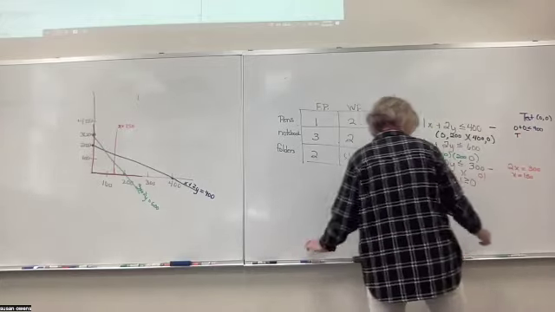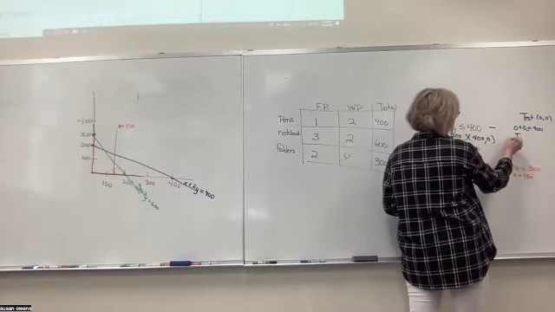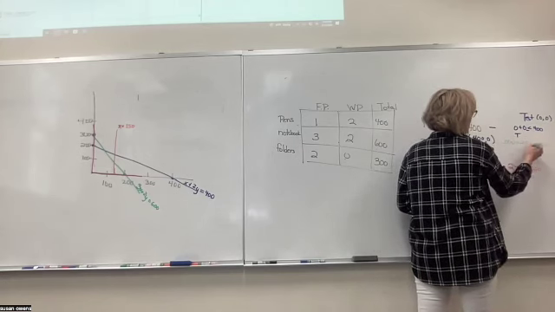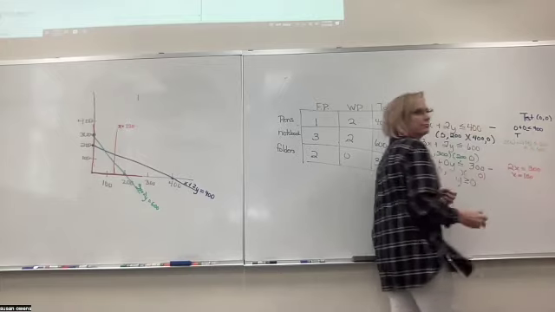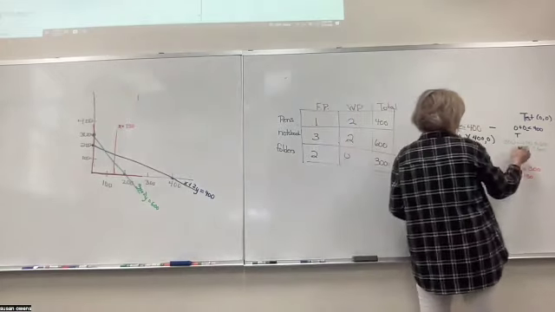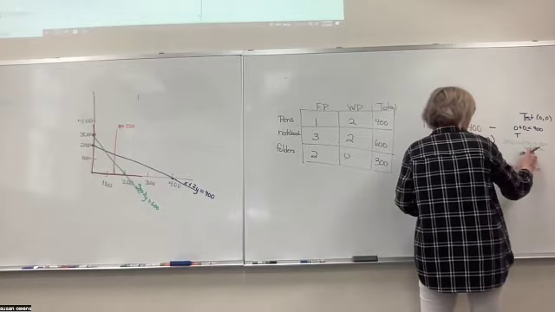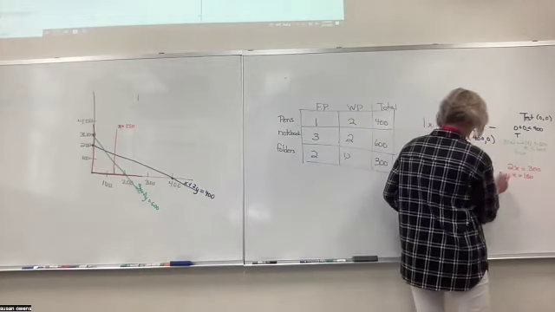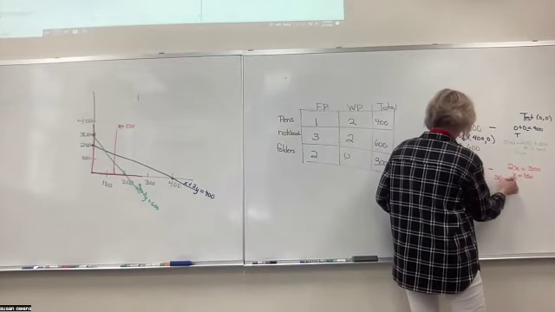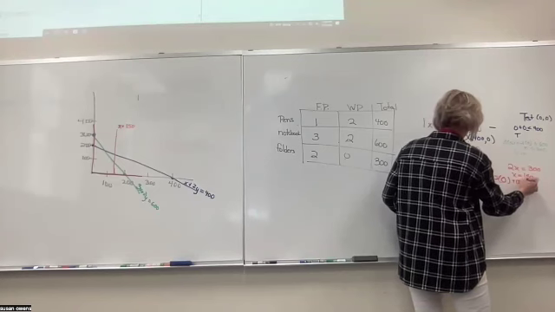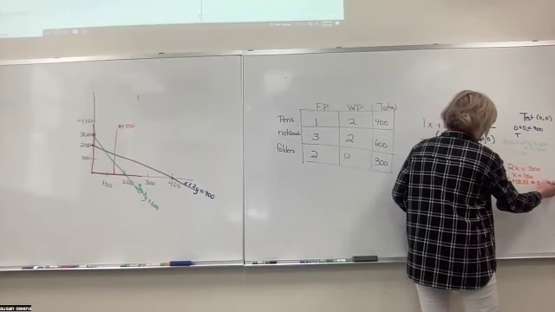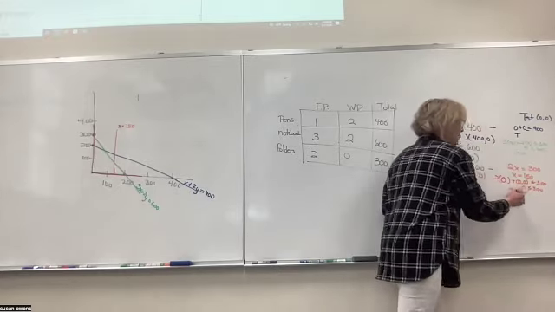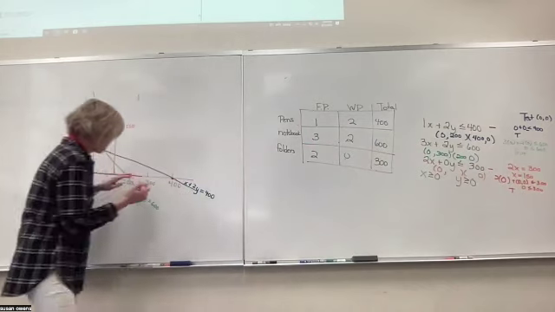Okay, the next one. 3 times 0 plus 2 times 0 is less than or equal to 600. So 0 is less than or equal to 600. True. Here we have 2 times 0 plus 0 times 0 is less than or equal to 300. 0 is less than or equal to 300. True. So they're all shading towards 0, 0.